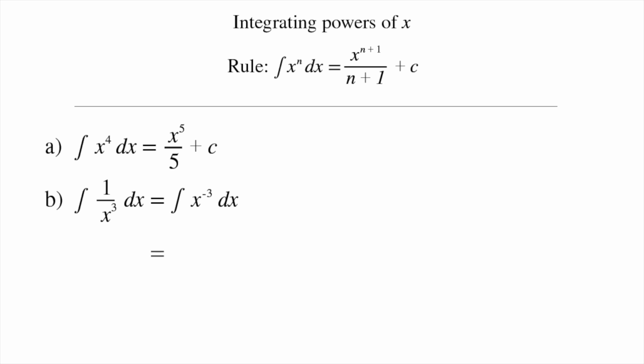Now we integrate. So first we add 1 to the power. So negative 3 add 1 is negative 2. And then we divide by the new power, which is negative 2. And then we add our constant c.